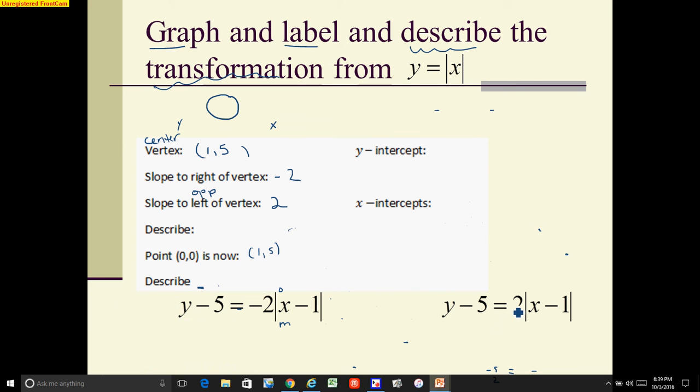So I want you to think about now, without me writing anything yet, I want you to picture the vertex is still at 1, 5, but the slope to the right of the vertex is positive 2 for the new one, meaning the slope to the left of the vertex is negative 2. The point is now 1, 5, which means I still, from normal, went right 1 unit and up 5 units.